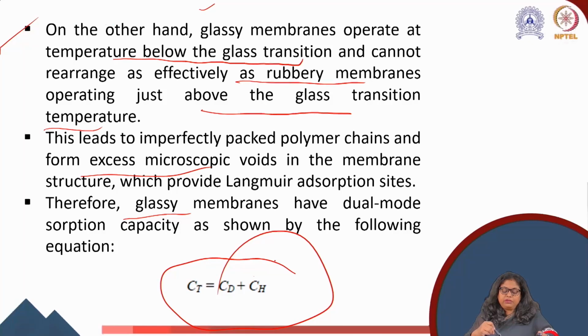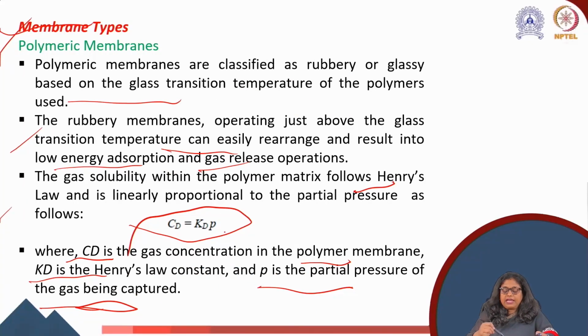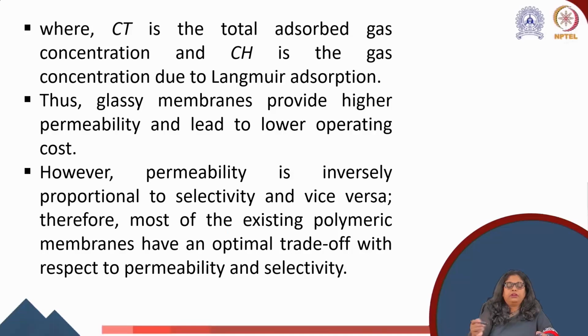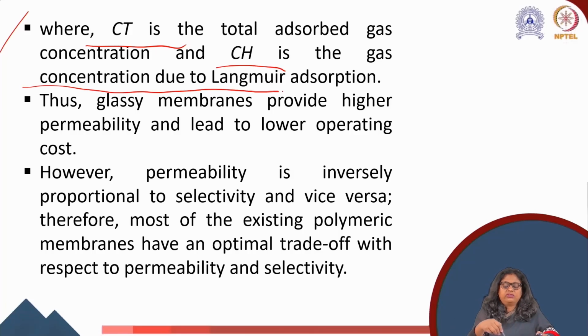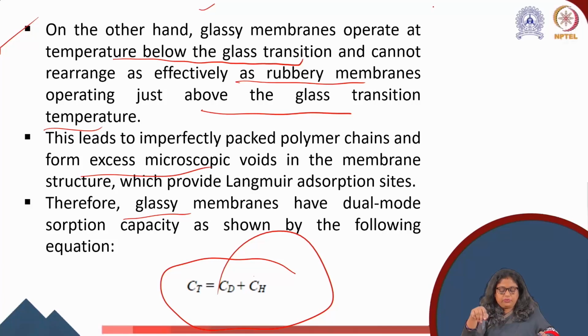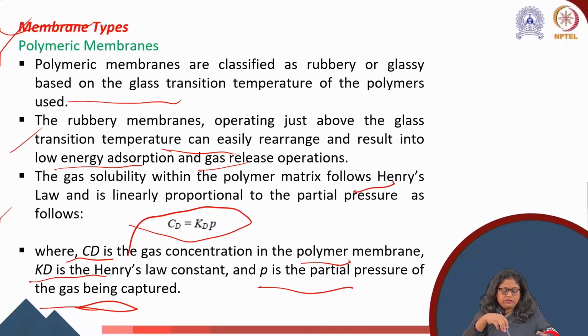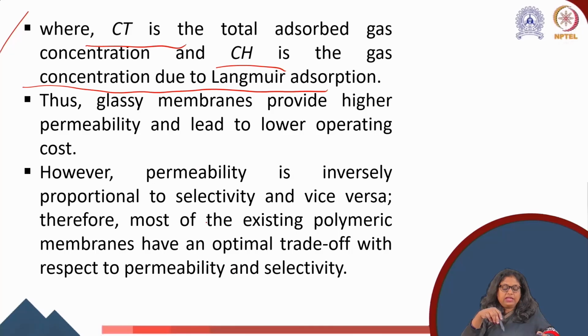C_T equals C_D plus C_H. C_D we had here as the gas concentration in the polymer membrane. Here C_T is the total adsorbed gas concentration and C_H is the gas concentration due to Langmuir adsorption. So we have the terminology C_D, C_H and then C_T. The glassy membrane provides higher permeability and leads to lower operating cost.